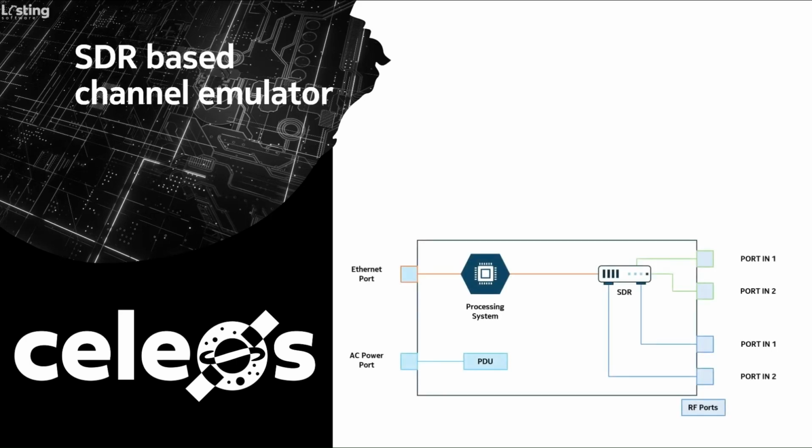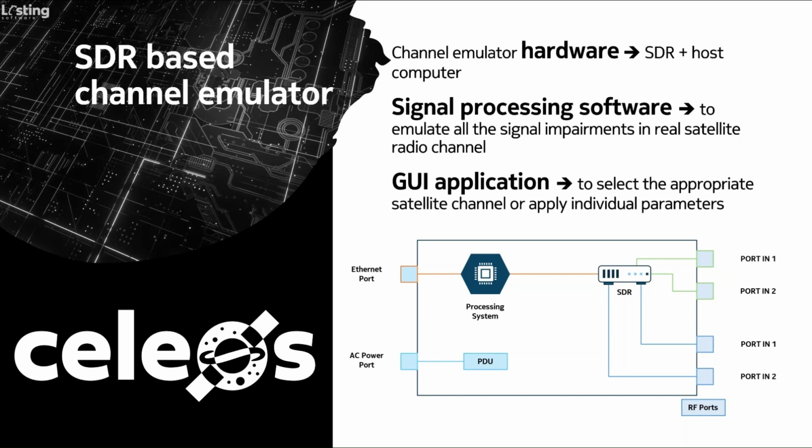The structure of the proposed SDR-based satellite radio channel emulator is described in the high-level block diagram. The main components of the channel emulator are the channel emulator hardware device, a software-defined radio module and a host computer; the signal processing software, which is software modules to be included in the SDR and host computer to emulate all the signal impairments in a real satellite radio channel; and the graphical user interface application, which allows users to operate the channel emulator and to select the appropriate satellite channel or apply individual parameters.